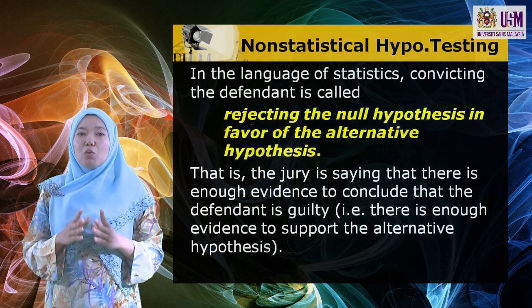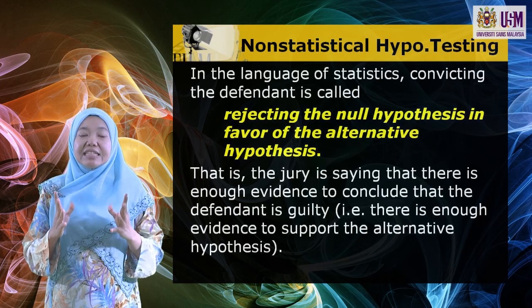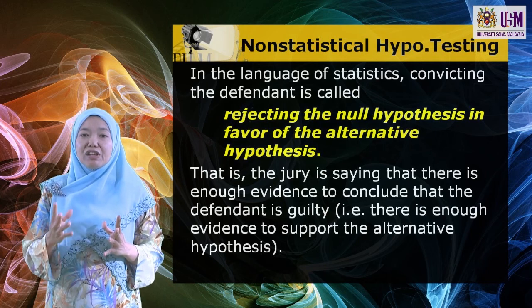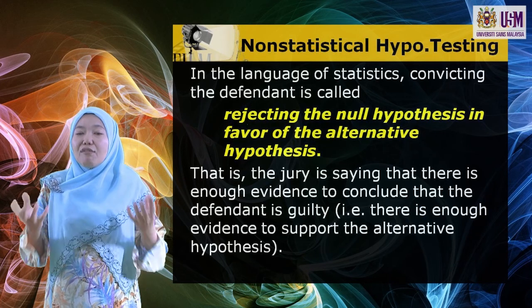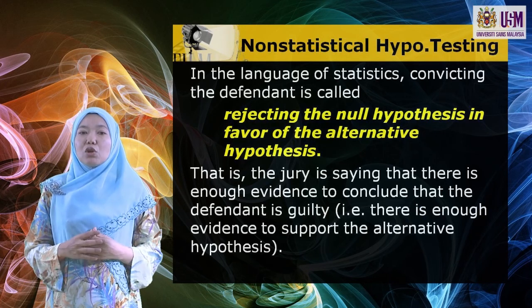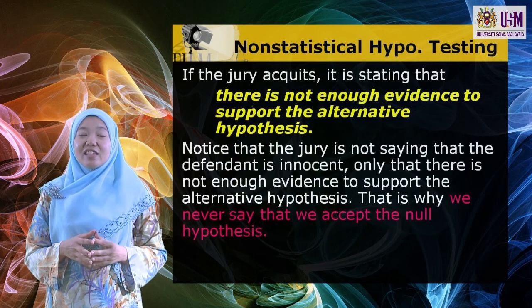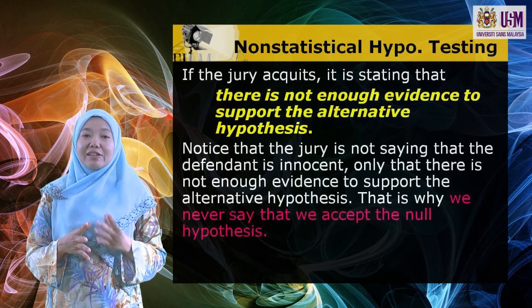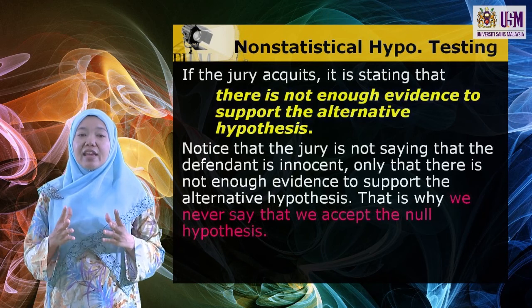Bear in mind, what is H0 just now? We start with the assumption that the defendant is innocent. Alternatively, we have the alternative hypothesis H1, that the defendant is guilty. So if you have enough evidence, only then do you conclude that the defendant is guilty. We are still discussing non-statistical hypothesis testing, and the scenario is still in a courtroom. So what if the jury came out with a verdict of an acquittal?